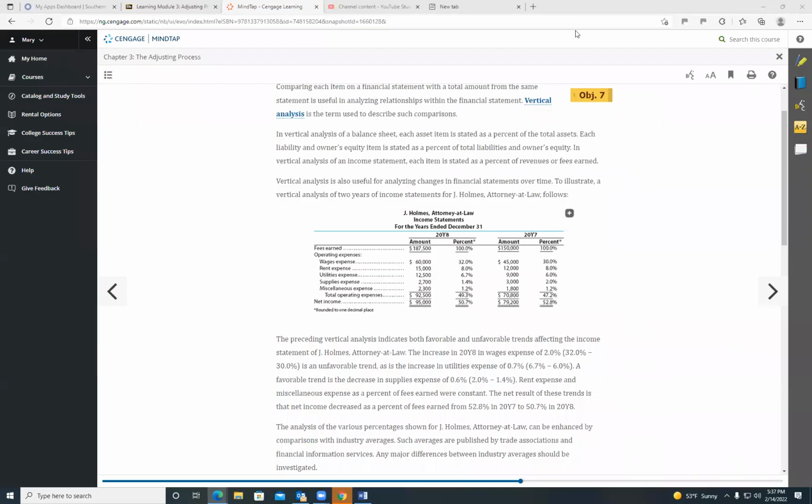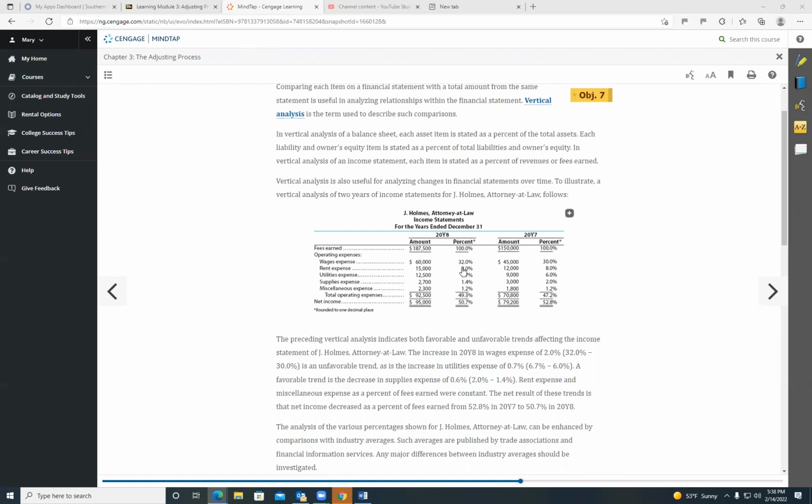Right. So quickly, how they came up with a percentage: you would take the total expense. So in this example, wages expense of $60,000 and divide it by the total amount of revenue. So 60,000 divided by 187,500 is 32%. Okay. So wages make up 32% of the total revenue, meaning 32% of revenue was used to pay wages.